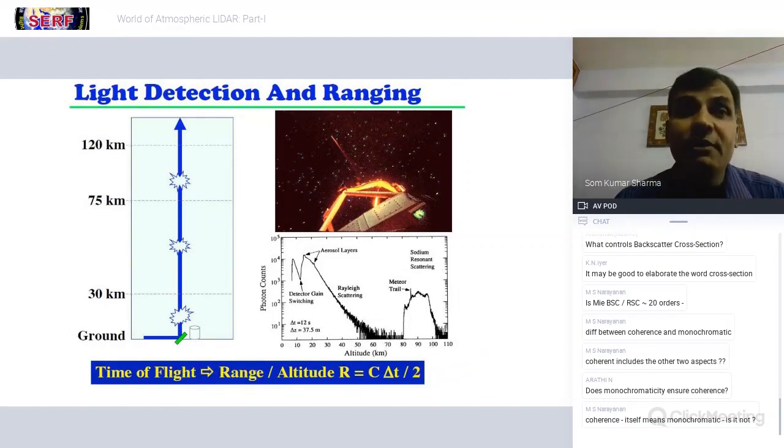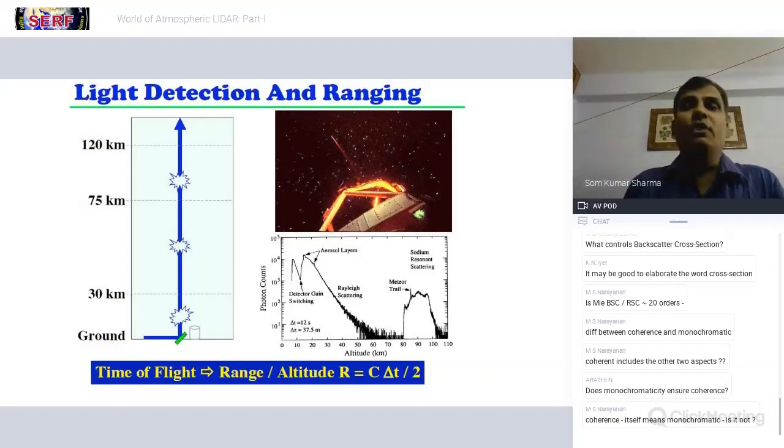Here one thing is very important. What is the working principle of LIDAR? LIDAR works on a principle similar to radar. Radar means radio detection and ranging; LIDAR is light detection and ranging. So the working principle of LIDAR is like radar. Radar measures the time delay between the transmitted and received pulse. LIDAR measures the time delay between the transmitted and received light signal. That is the working principle of LIDAR.